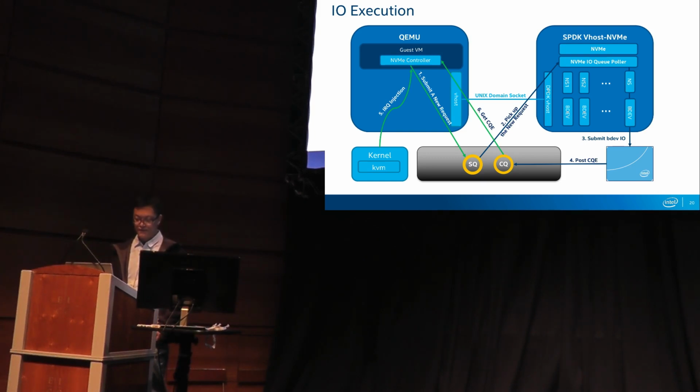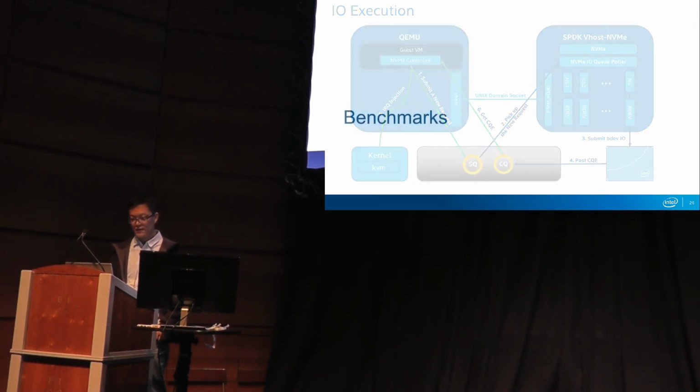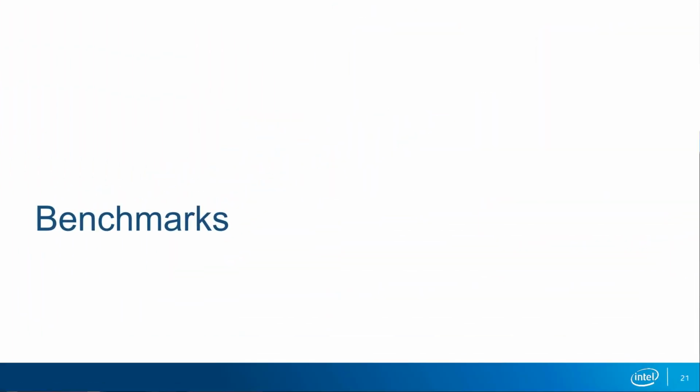There is one thing to note here for the completion path. There will be a user to kernel context switch for the IRQ injection, and at last the guest kernel will get this response and finish this I/O. So next, we will see some performance benchmarks.